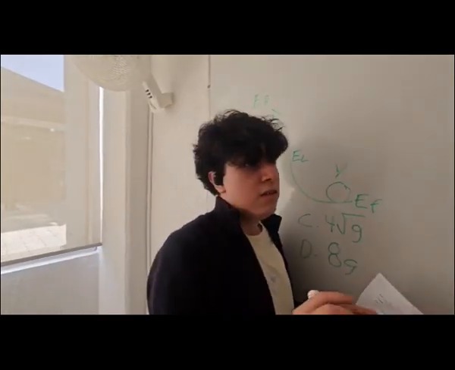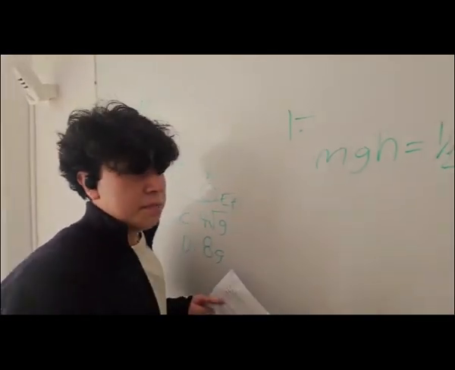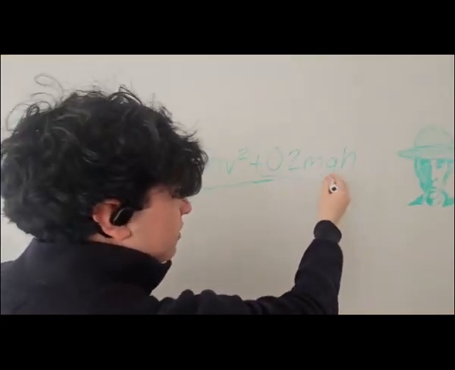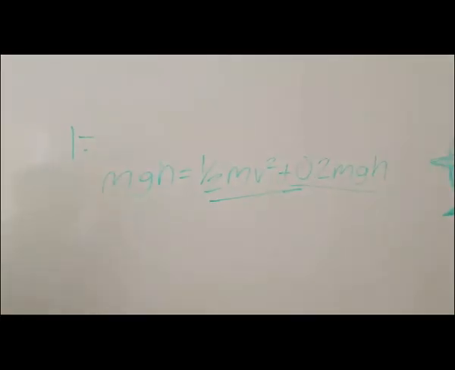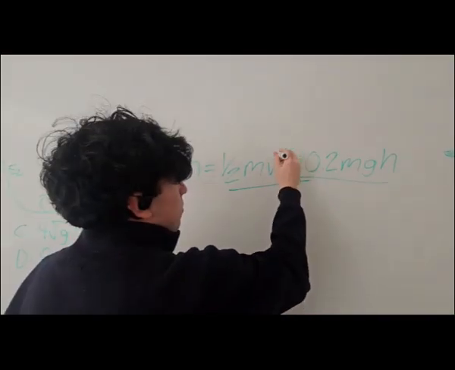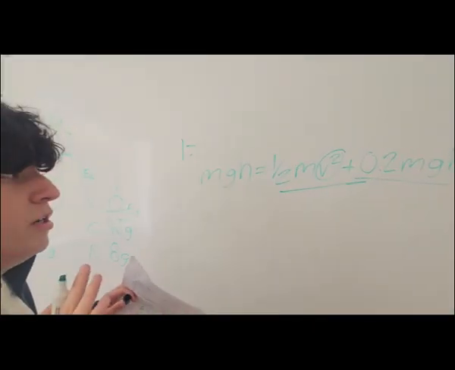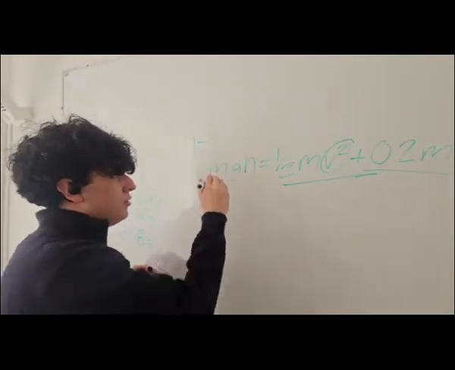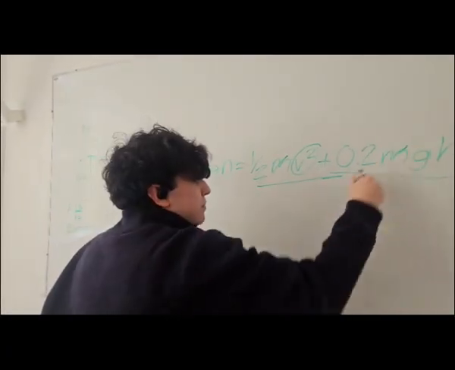First we need to know that the initial energy is the same as the final energy plus the frictional energy that we lost, okay? So we have to answer for v. That is going to be what we are looking for. The first thing that we can do is cancel the m's.